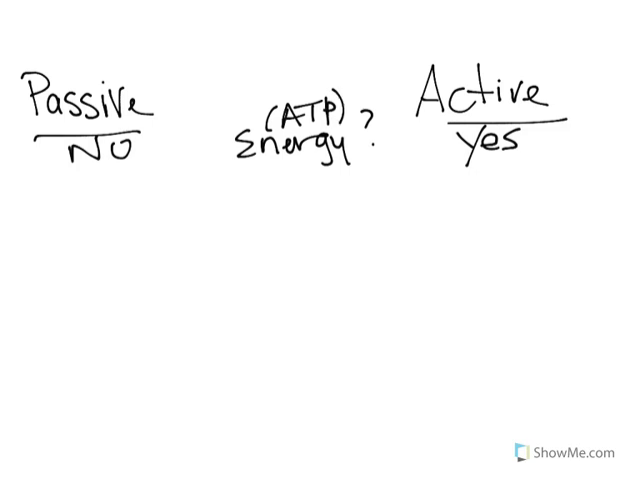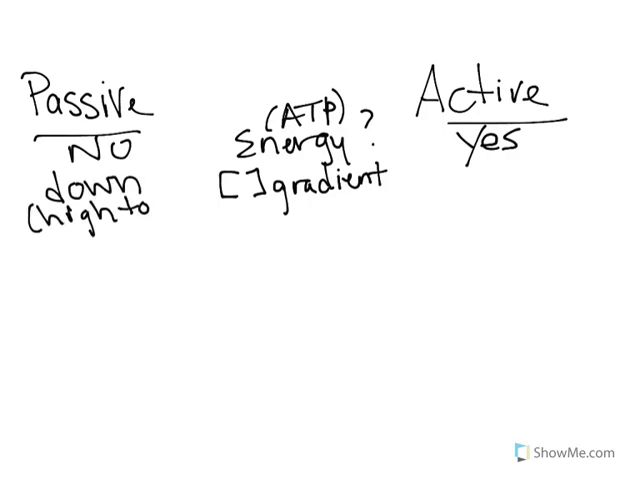Another difference is whether the substance moves down a concentration gradient or against it. Does it go from high concentration to low or not? So I'm going to abbreviate concentration like this. Passive transport goes down a concentration gradient, so it goes from high to low. But active transport goes against the concentration gradient. So it doesn't care about a concentration gradient. It can go from low to high.